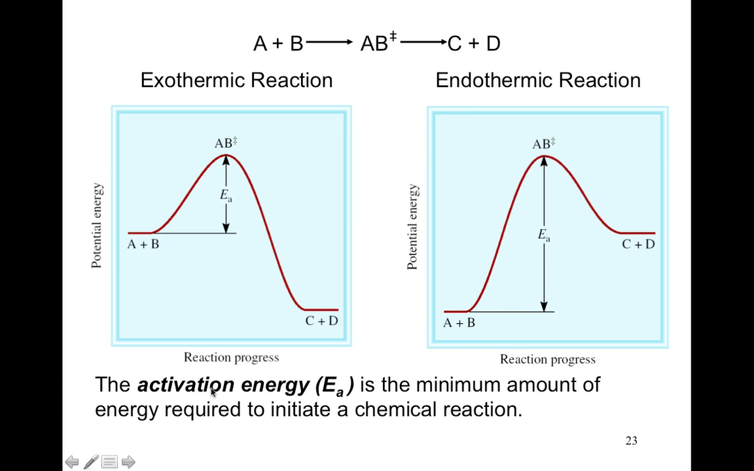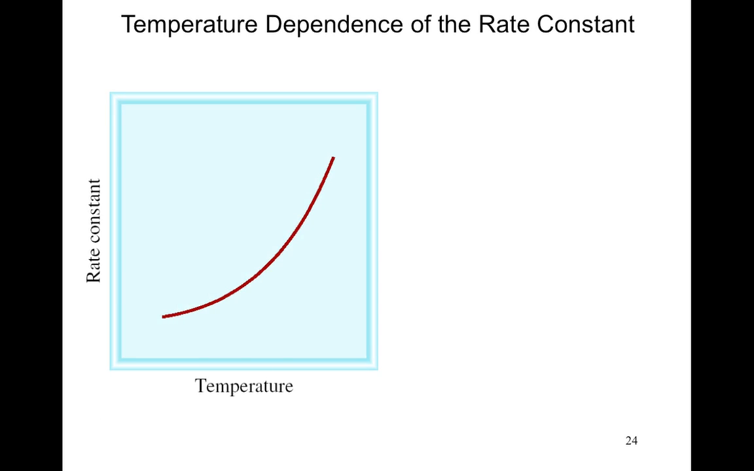From Gen Chem, the activation energy is the minimum amount of energy required to initiate a chemical reaction. So it's energetically favorable for A and B to become C and D, but unless we have this right here, Ea, the activation energy, we're not going to be able to form those products. So that's activation energy. So here's our rate constant and how it depends on temperature. You can see with temperature increasing, our rate constant is increasing as well. So here's your formula for that.